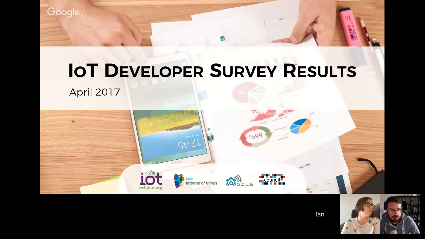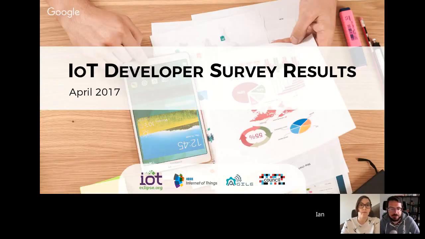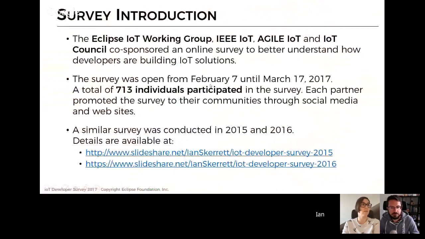So can everyone see my screen now? Yes, sir. Okay, perfect. So thank you. And as Benjamin said, this is the third time that we've actually done this survey, and we do it in collaboration with a number of other groups. We do it with the IEEE, with an EU research project called Agile IoT, and the IoT Council, which is a mailing list of some IoT influencers.